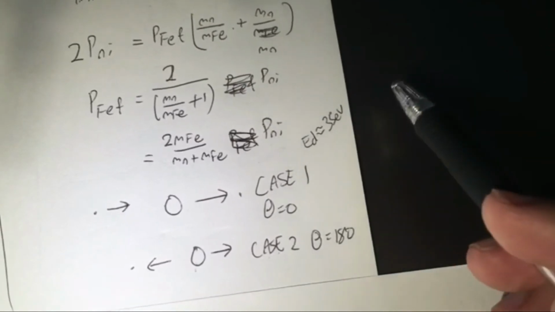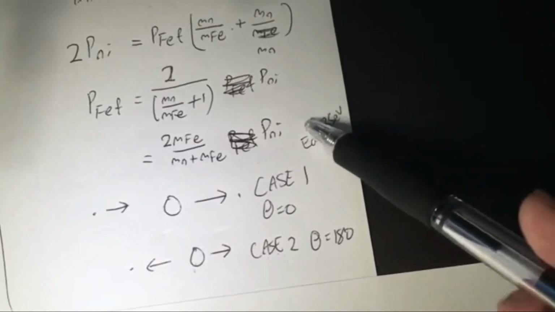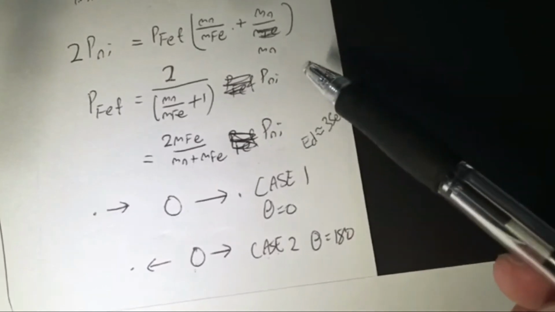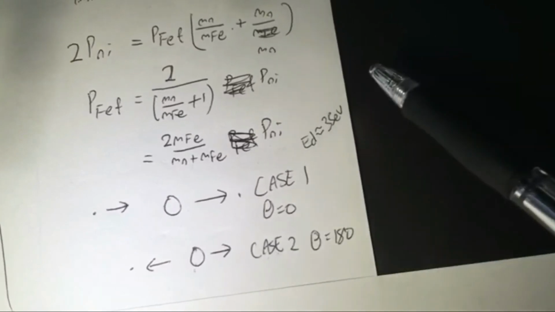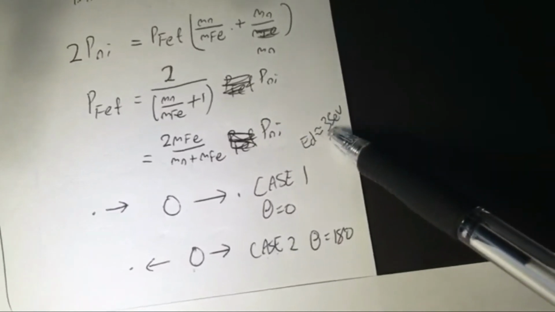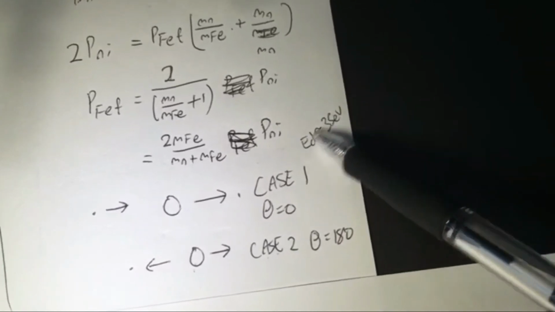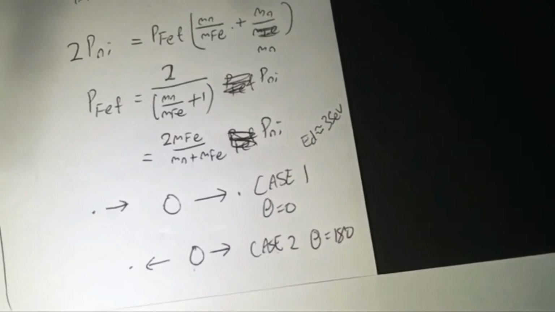So in the next video, we'll discuss whether the neutron is capable of dislodging or displacing this iron atom, and we'll be doing that by calculating how much kinetic energy this iron atom will possess in the maximum case.